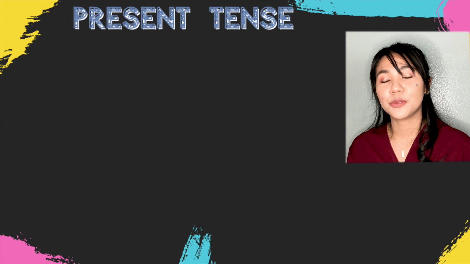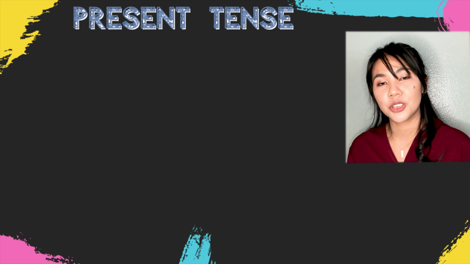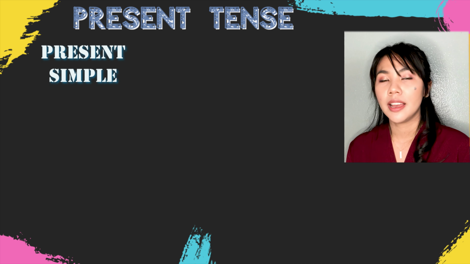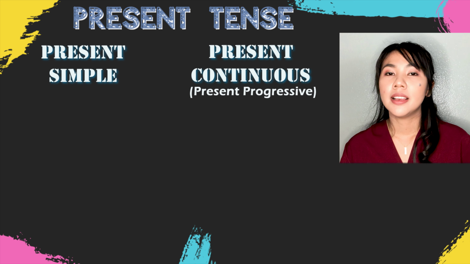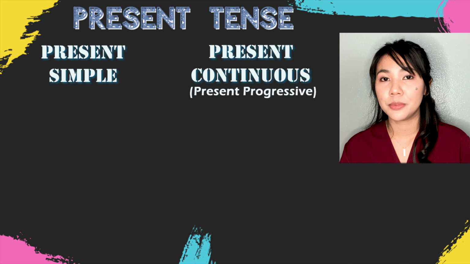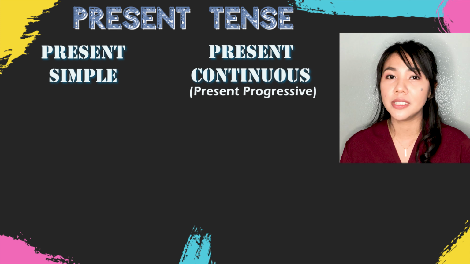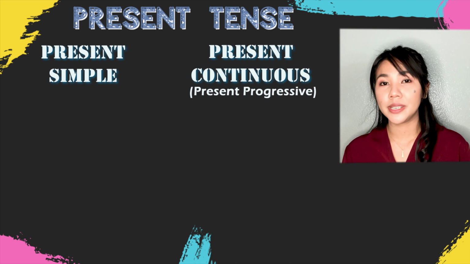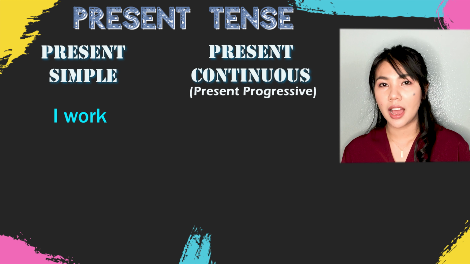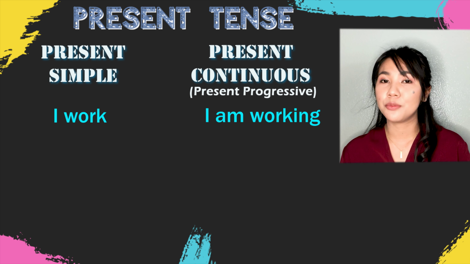So in this lesson, we're gonna look at the two basic ways we can speak about the present in English. And they are present simple and present continuous, or present progressive, as it's also called. Now, although we're focusing on the present simple, I want to give you a little overview so you understand the basic differences between present simple and present continuous. Let me give you an example. In present simple, we would say, I work. In present continuous, we would say, I am working.